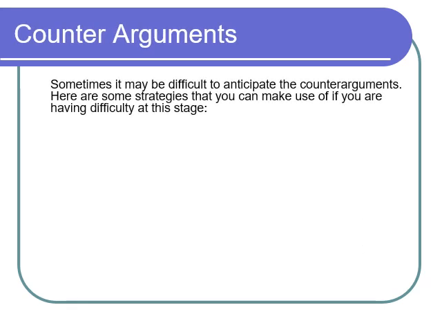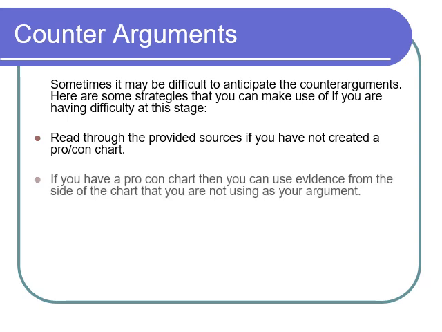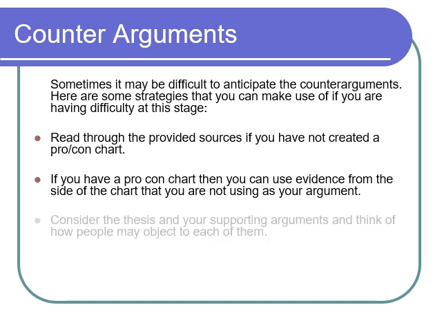So sometimes it's difficult to anticipate what your counter arguments might be, and there are some strategies you can use if you're having difficulty. If you've looked at the pro-con chart and you're like, I'm just not sure, this isn't real clear what my opposition might say. If you haven't created that pro-con chart, then you're going to need to read through there, because you're going to find some opposition in those. If you have created that pro-con chart, then use the evidence from the side of the chart that you're not using in your argument. So if you're choosing the pro side in your argument as your claim, then look to the con side for those opposing and counter arguments.